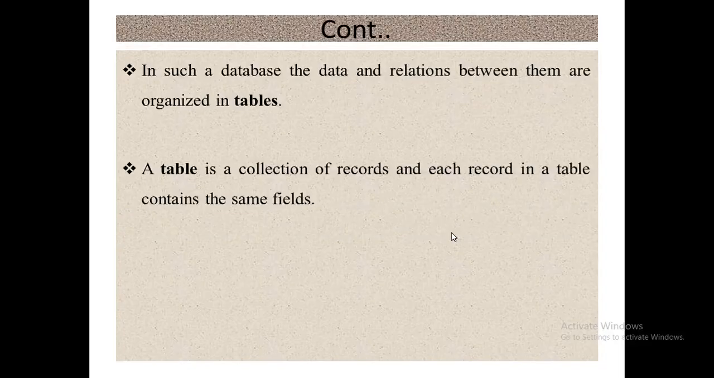In such a database, the data and the relations between them are organized in tables. Therefore, a table is a collection of records, and each record in a table contains the same fields.